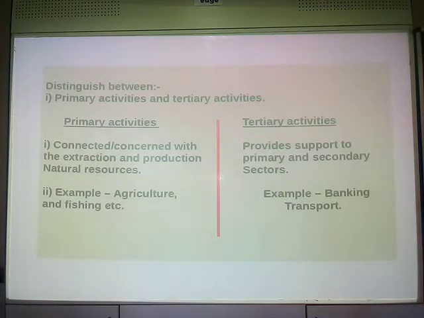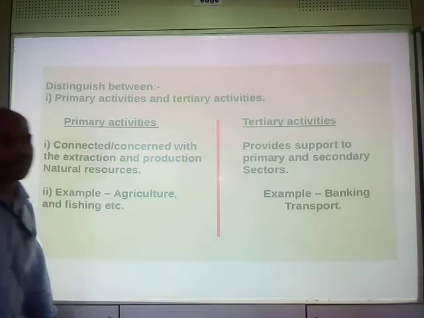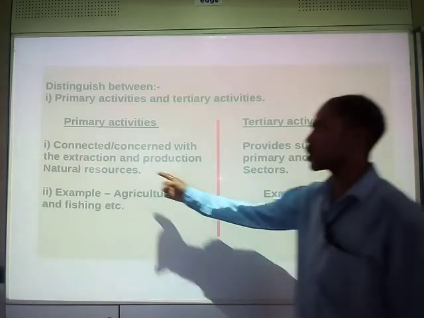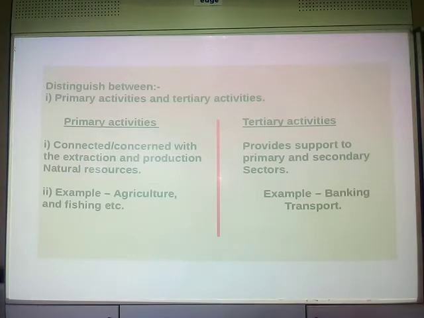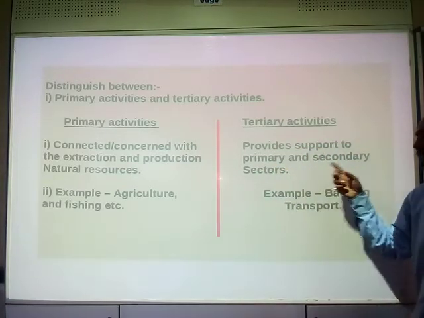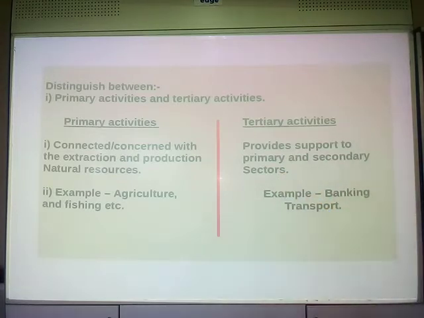First is your primary activity and tertiary activity. Very simple question. Primary activity: first you define primary activity, connected or concerned or related with the extraction and production of natural resource. So those activities which are related with the extraction and production of natural resource are called primary activity. Whereas tertiary activity provides support to the primary as well as secondary activity or secondary sector.